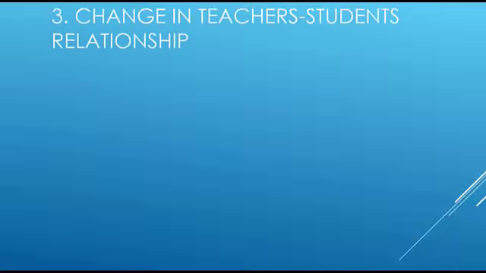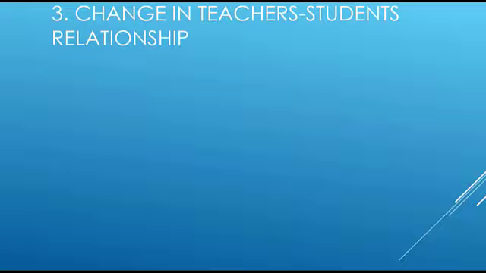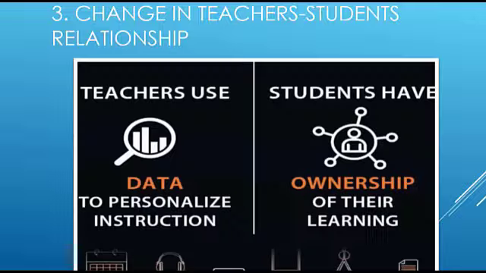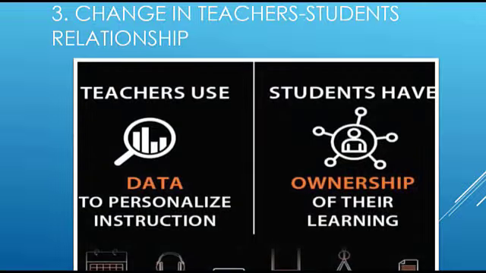Number 3, change in teacher-student relationship. While teachers use data to personalize instruction, students have ownership of their learning, and they are allowed to assume the roles of leaders, mentors, and co-creators. As a result, a new trust and interactivity will be developed between teachers and students.